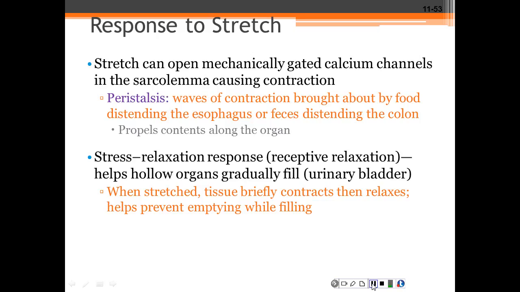Now, smooth muscle is also less limited by the length-tension relationships than skeletal muscle, so that even when stretched, the smooth muscle can contract forcefully, such as when emptying a full urinary bladder.